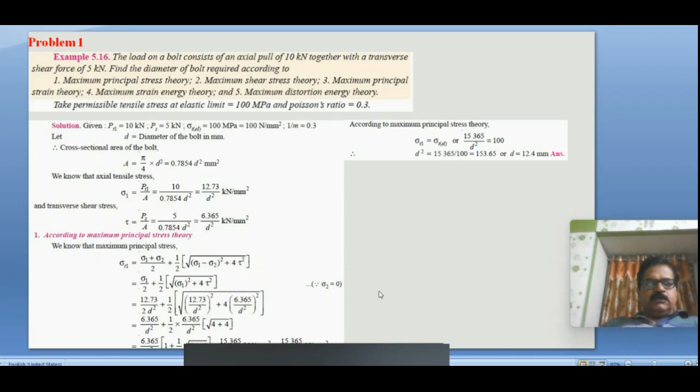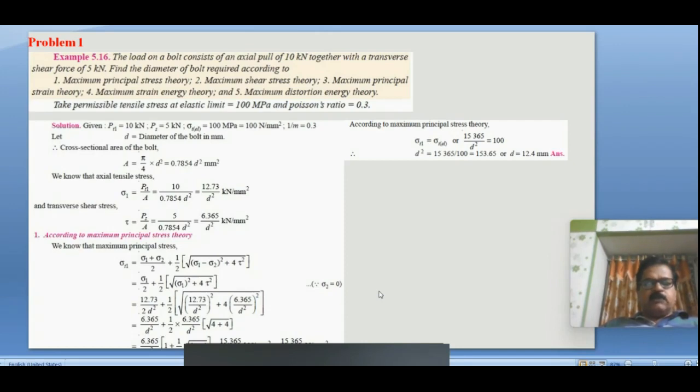You know that the axial tensile stress is the load applied divided by the cross sectional area. What is the load applied here? It is subjected to a pull of 10 kilonewton. So 10 upon the cross sectional area, that is pi by 4 d square, where d is the value to be found out. Then the transverse shear is the transverse force upon the same cross sectional area. Here the member is subjected to 5 kilonewton, so 5 kilonewton upon the area of the member.